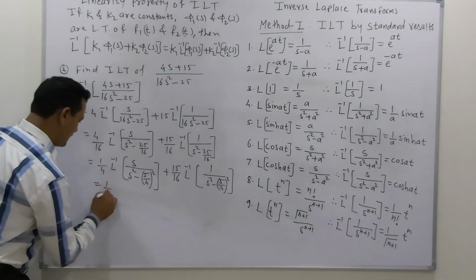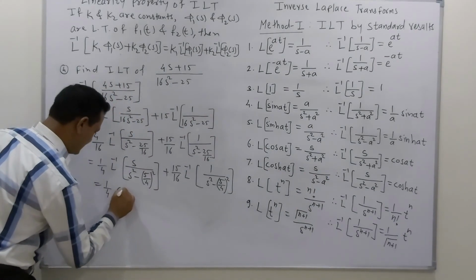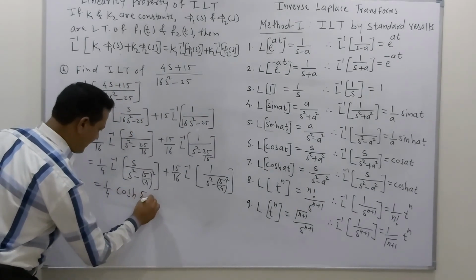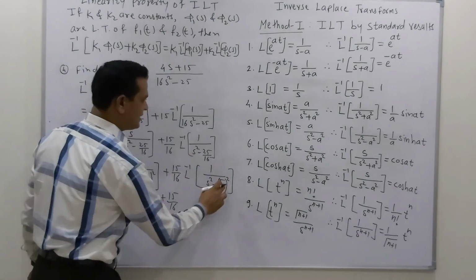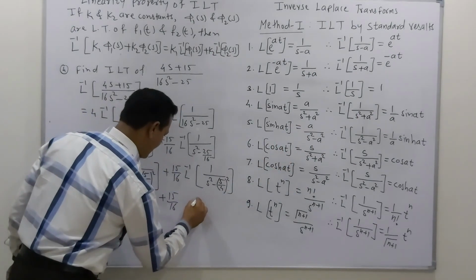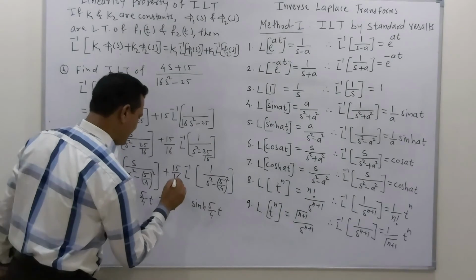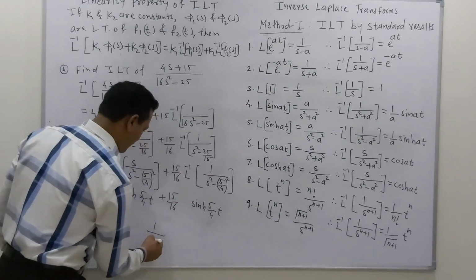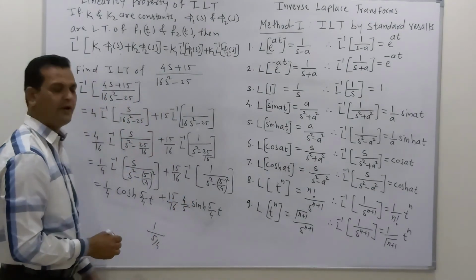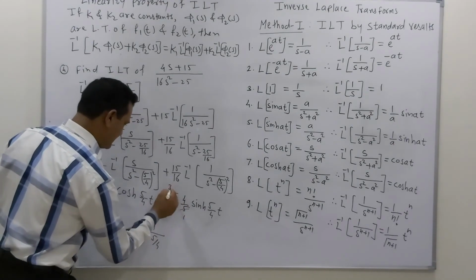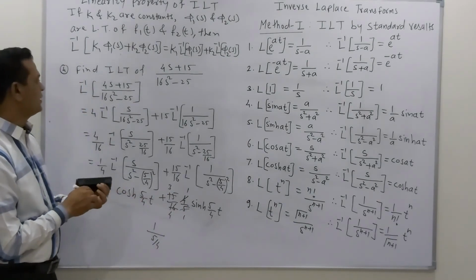So finally we reach the answer 1/4 times the standard result for the hyperbolic cos function, so we can write this as cosh of (5/4)t, plus 15/16 times the hyperbolic function for sine, so we can write this as sinh of (5/4)t into 1 upon a. The value of 1 upon a is 1 upon 5/4, and after taking the reciprocal we can write this as 4/5. So 5 1s are 5, 5 3s are 15, 4 1s are 4, 4 4s are 16. In this way we reach the final answer.